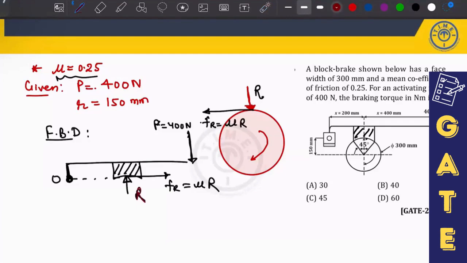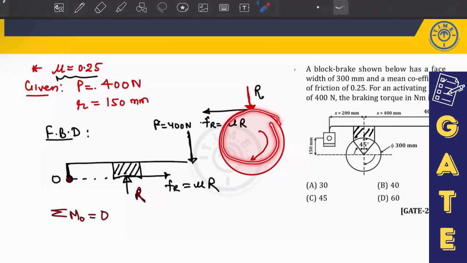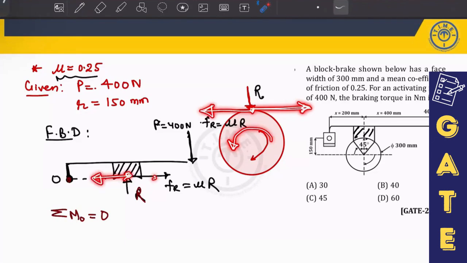The normal reaction. Fine. Now, in this particular problem, you will take the moment about point O. So the summation of moment about point O is equal to 0. First of all, you have drawn the free body diagram of this. Because of this rotation, if I change the rotation of this drum, the friction force will act in this direction. Because this point has a tendency to move in this way, the friction force acts in this direction. Now in this particular shoe, the friction force will be in this way.